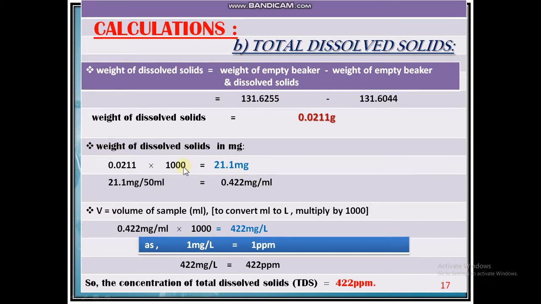But this weight was obtained in a 50 ml water sample, 21.1 milligram per 50 ml. By dividing them, it becomes equal to 0.422 milligram per ml. Volume of sample is in ml, so to convert this ml to liter, multiplying this value by 1000, it becomes equal to 422 milligram per liter. This 1 milligram per liter is equal to 1 ppm, so 422 milligram per liter would be equal to 422 ppm. So the concentration of the total dissolved solids obtained is equal to 422 ppm.